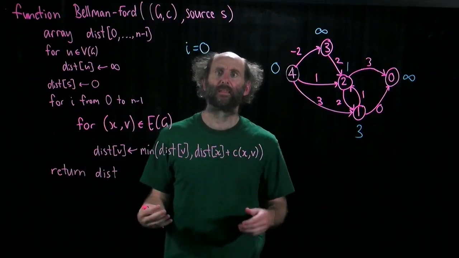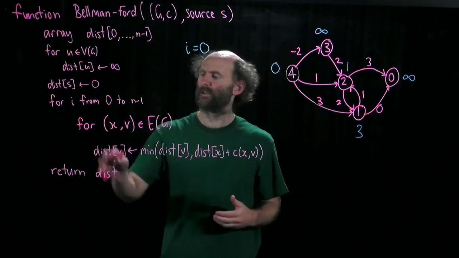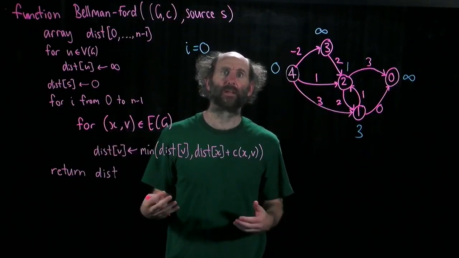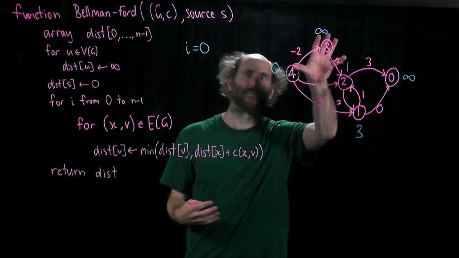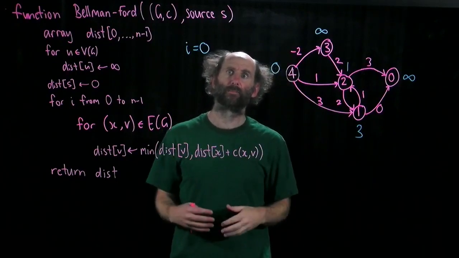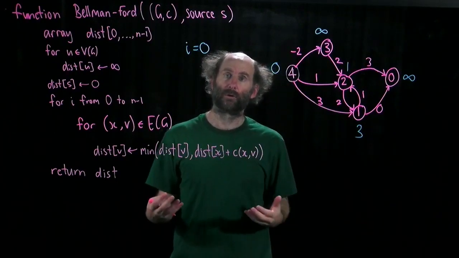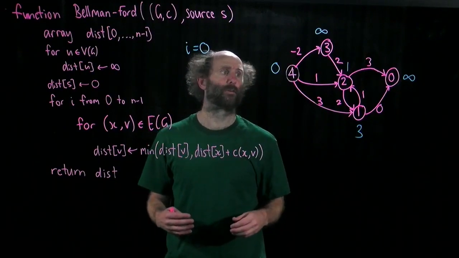And notice again that the order in which I process the arcs in each iteration is essentially arbitrary. So let's roughly process them in the order of left to right and top to bottom. And when programming this, it would make sense to process the arcs in the order in which they occur in the adjacency list. So let's continue running through this algorithm.